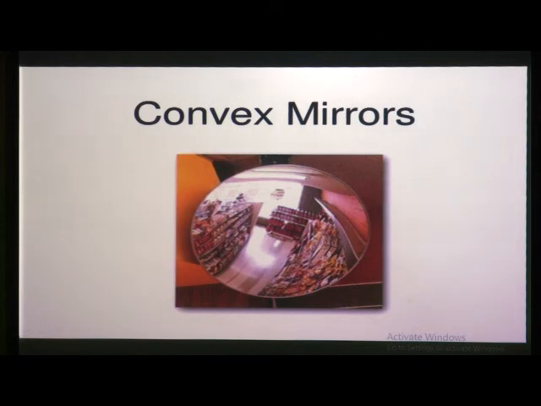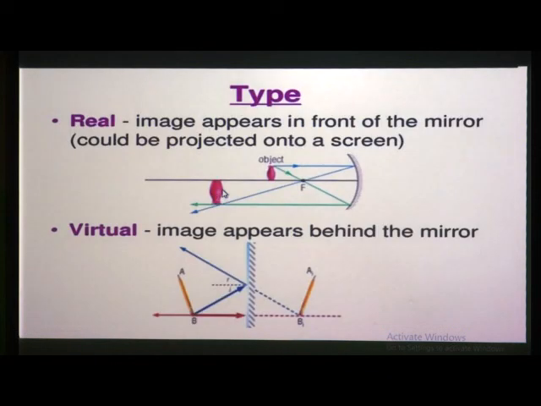Then these types of mirrors are also used as rear view mirrors. When we want to see the rear view, we use this type of mirror, a convex mirror. And next, in vehicle inspection also, we use this type of mirror, which is known as a convex mirror.